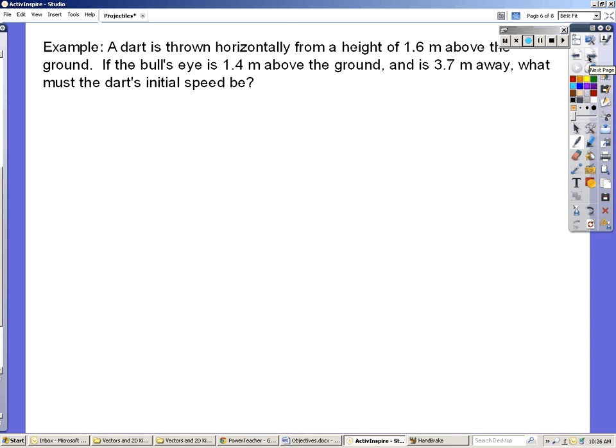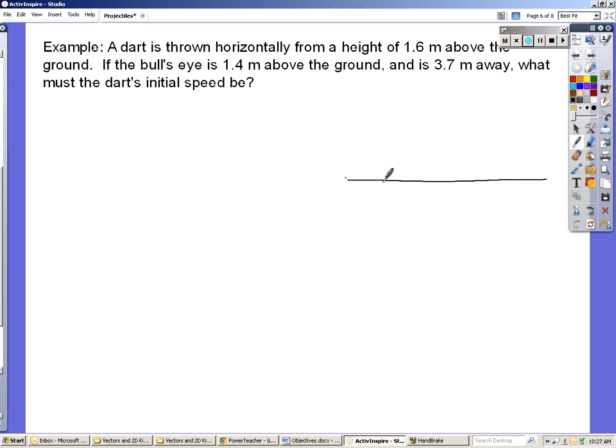Now here's a quick example. This is something thrown horizontally, and you've got a dart. It's thrown from a height of 1.6 meters above the floor. The bullseye is 1.4 meters above the floor and 3.7 meters away. So like good physicists that we are, the first thing we'll do is we'll draw a picture. We'll try to figure out what exactly this question is asking.